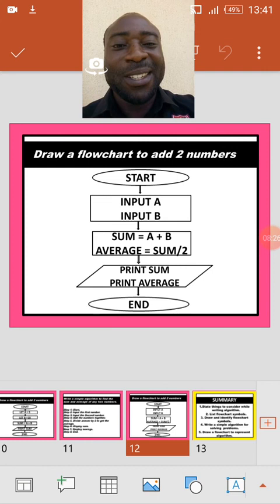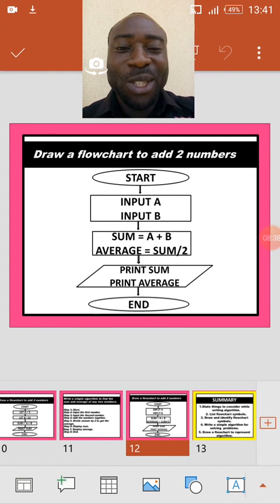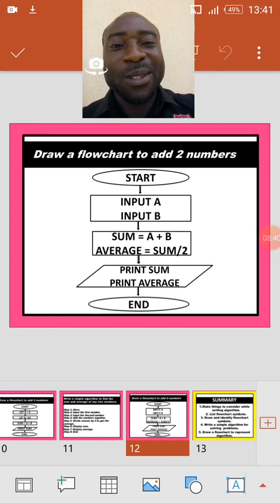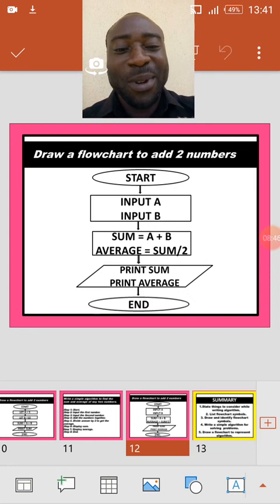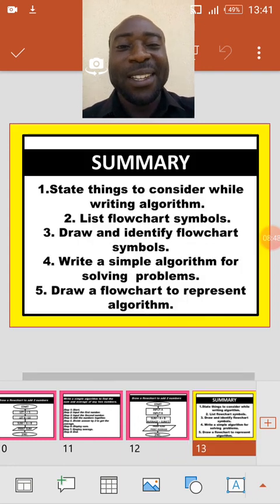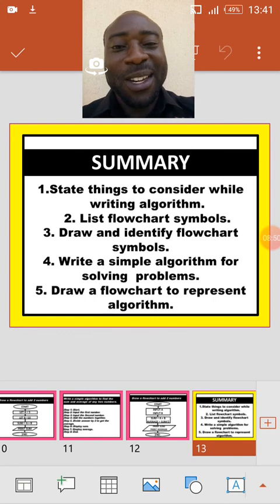Now, let's look at the flowchart. The rectangular shape is where we input the data we want to work on. And the next one is also what? The rectangular shape. Then the parallelogram is where we want the computer to display our answer. Then we end the program. Now, I believe you enjoyed the class and you understand it.